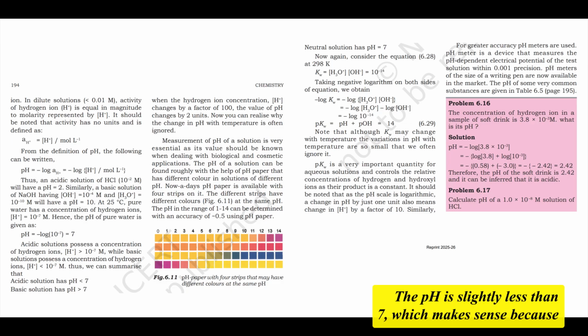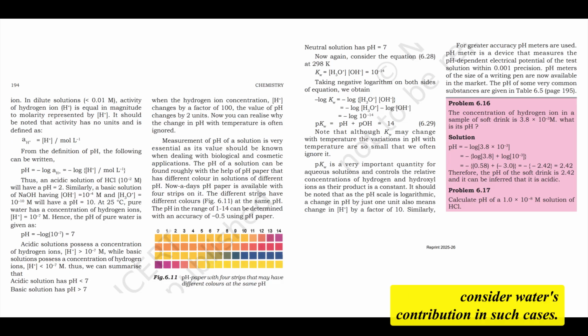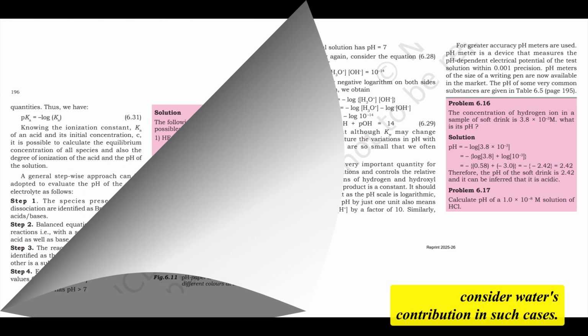Notice the result. The pH is slightly less than 7, which makes sense because we added a small amount of acid. It didn't become basic, pH 8, as the naive calculation suggested. This problem is a favorite for testing a deep understanding of ionic equilibrium. That detailed breakdown makes it much clearer why we need to consider water's contribution in such cases.